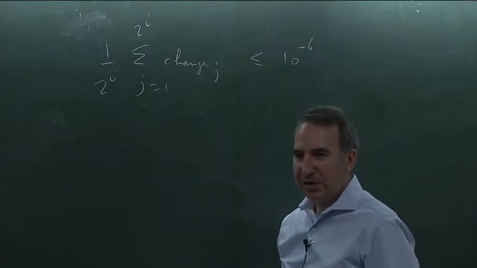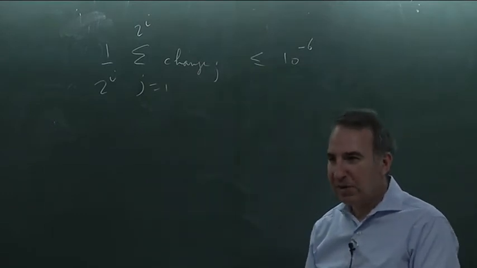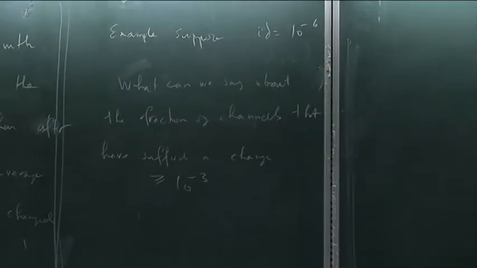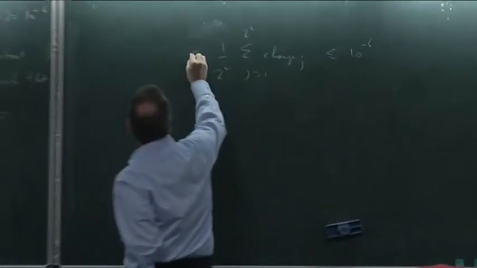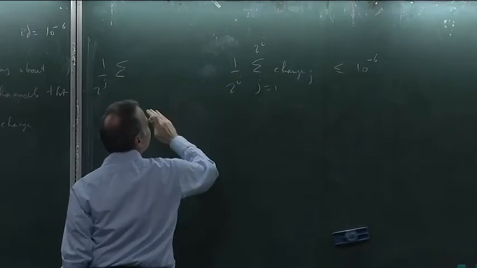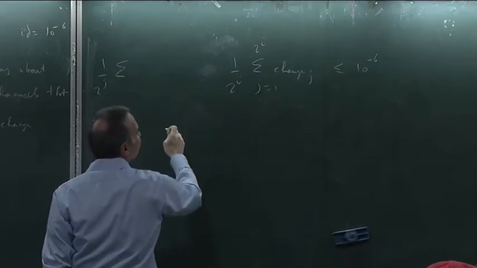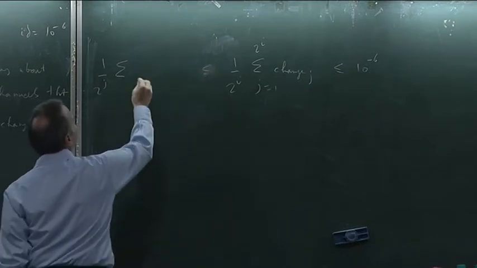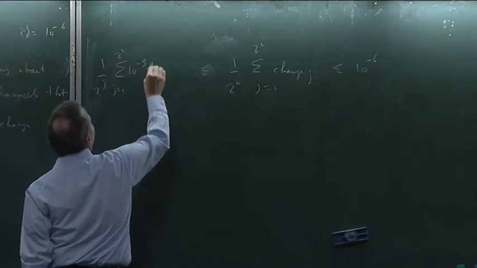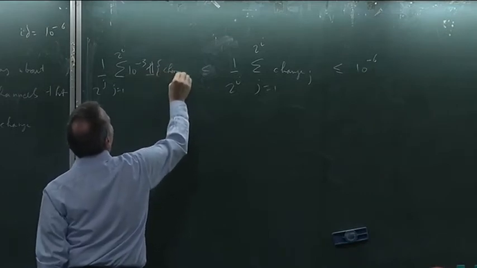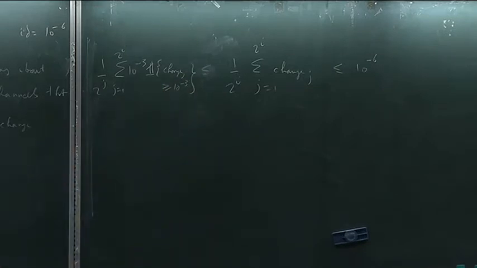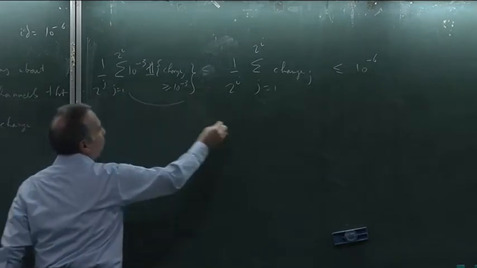if within this one there is a fraction of indices of more than 10 to the minus 3 whose change was more than 10 to the minus 3, this could not be correct. So this sum is lower bounded by the following thing. The summation over j from 1 to 2 to the I of 10 to the minus 3 times the indicator function of change j being more than 10 to the minus 3. So you see, this is a lower bound to this.